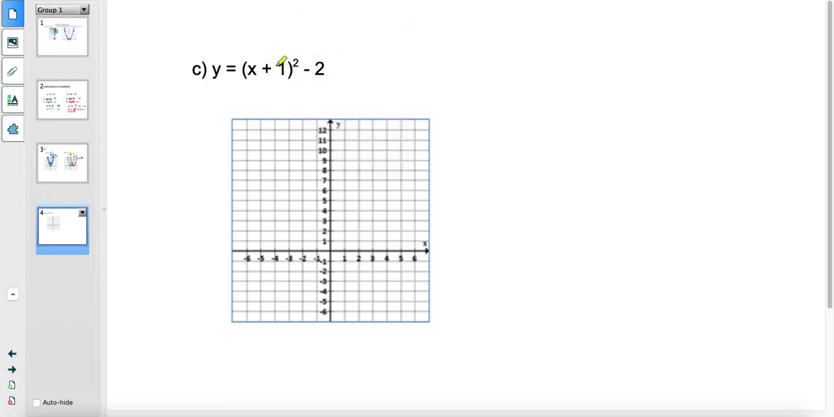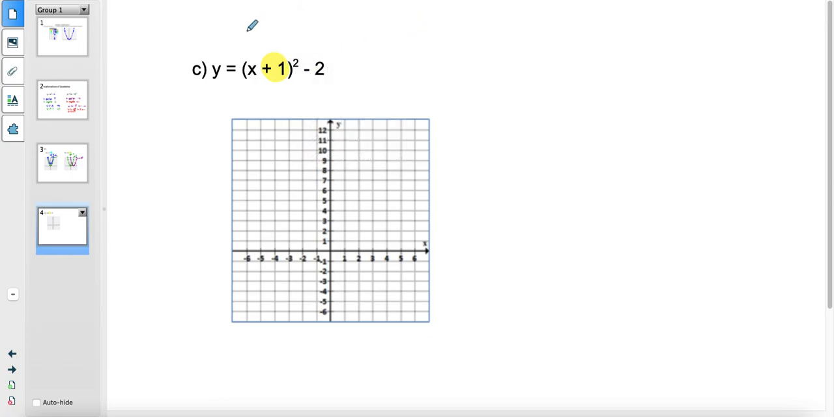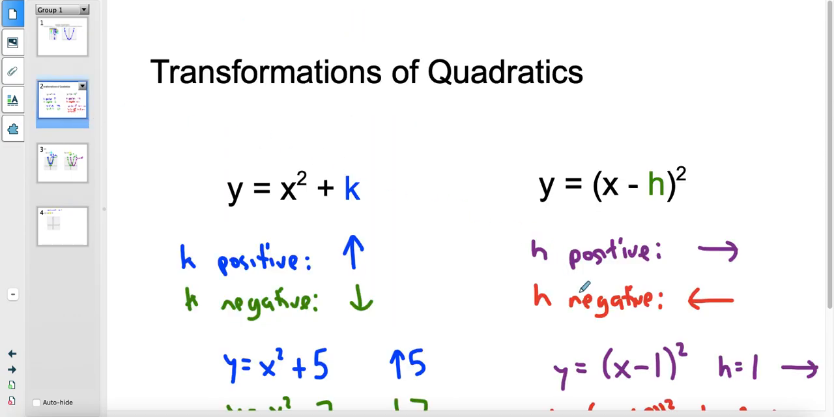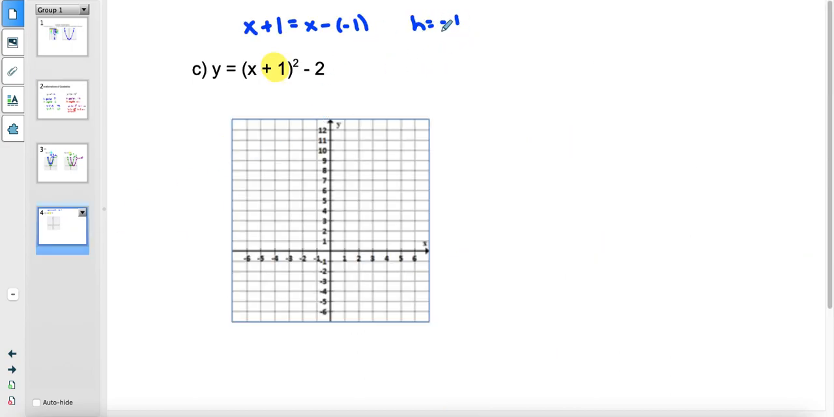So first we'll notice we're adding 1 inside the brackets. So something you might remember is x plus 1, that's the same thing as x minus negative 1. So what does that mean? That means my h value here is going to be negative 1. And remember, if my h value is negative, I'm going to shift my graph to the left. So what I'm going to do here is shift my graph 1 unit to the left.